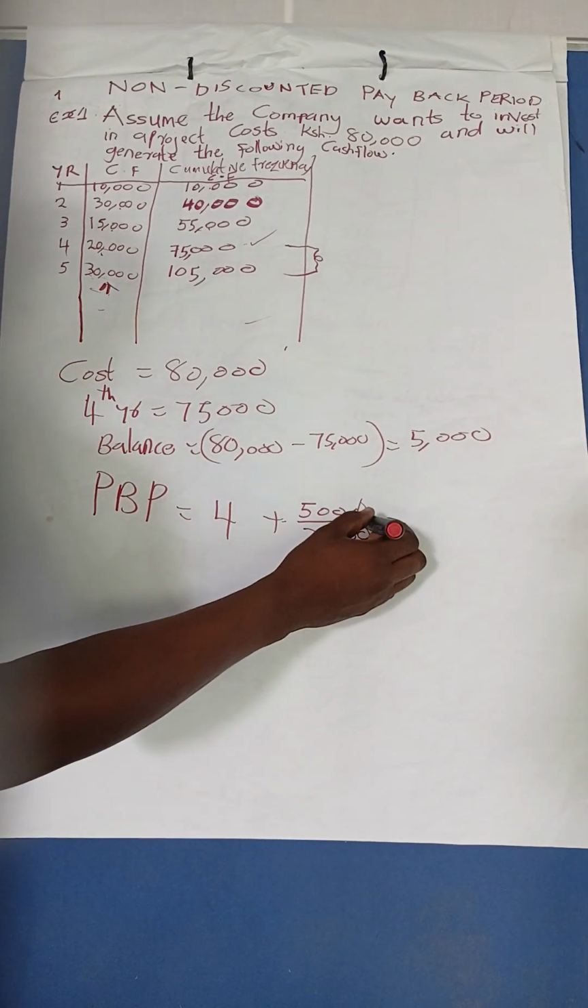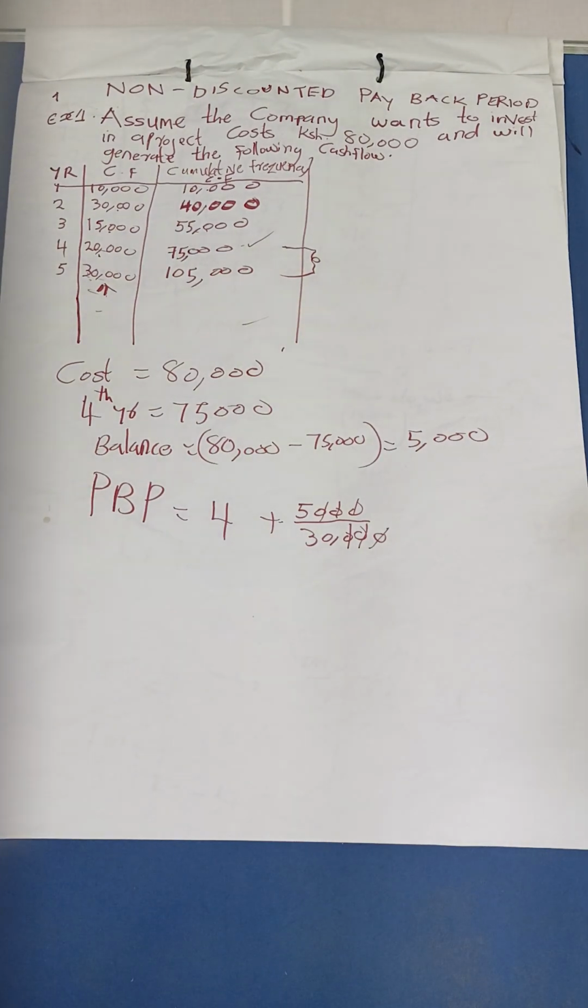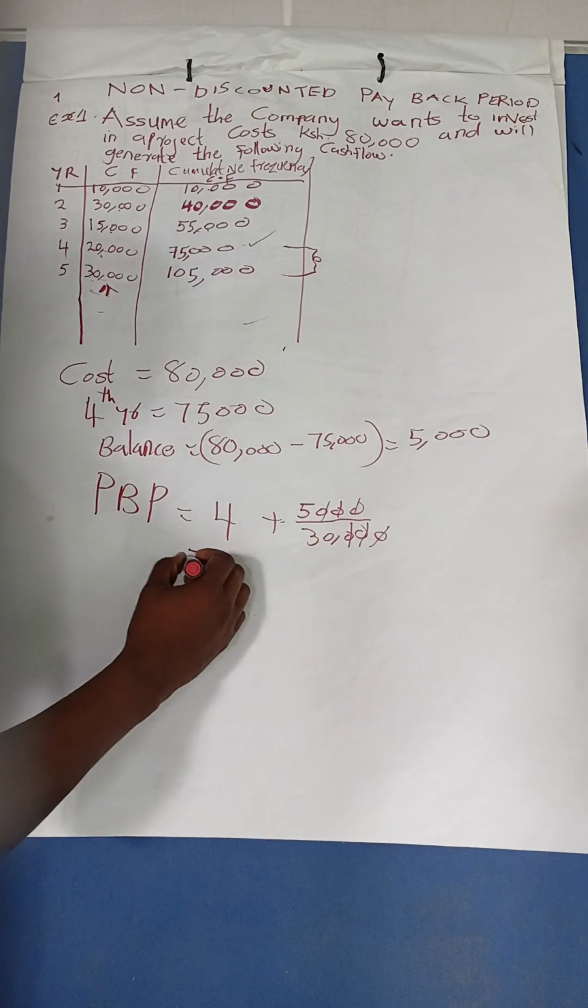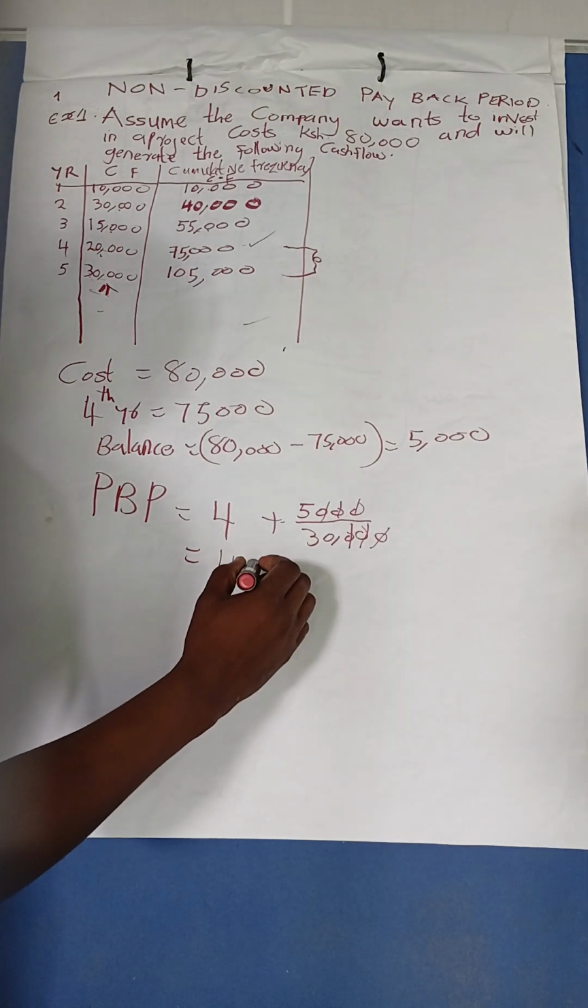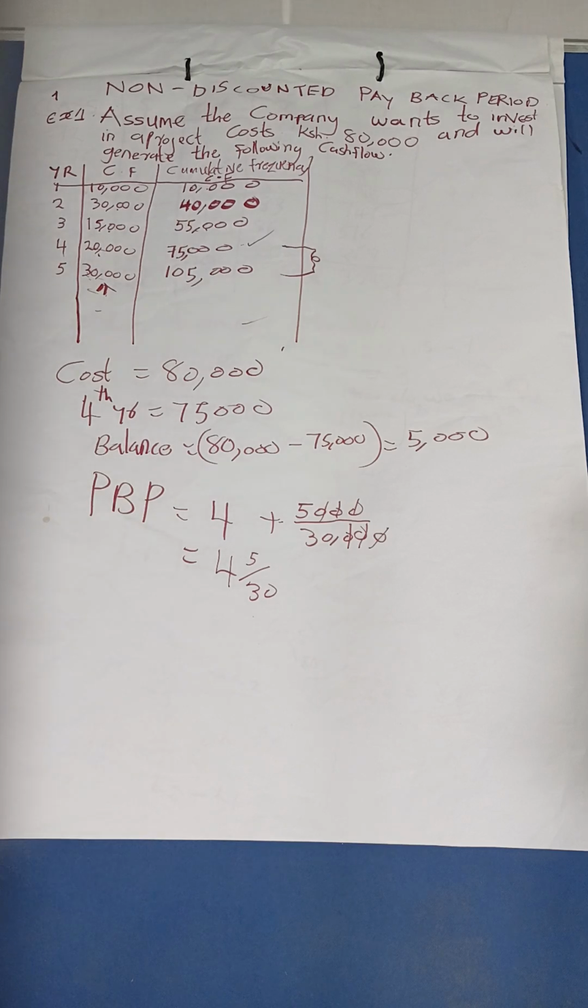So after you have done that, you just go direct. This will go with this. This will go with this. So I remain with the 5 divided by 30, which can be the same as to write 4 years 5 over 30. Yeah? 4 years 5 over 30.